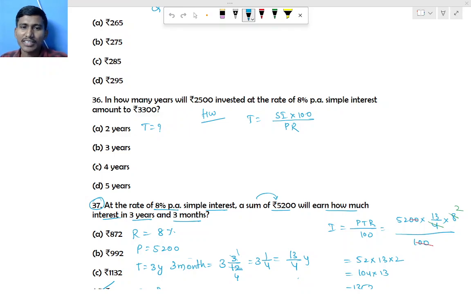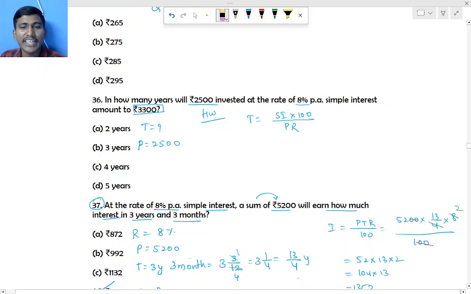So here, question 37: in how many years will 2500 invested at 8% simple interest amount to 3,300? Amount is given as 3,300. 2500 is the principal and the rate is 8%. What is the interest here? Interest is amount minus principal. So 3,300 minus 2,500 is 800. 800 is the interest here.